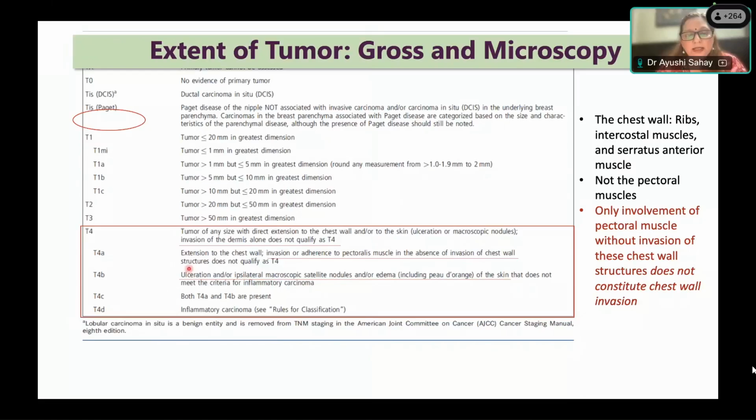No. Only ulceration of the skin by the underlying tumor, or separate ipsilateral macroscopic satellite nodules, or edema of the skin which is not meeting the criteria of inflammatory carcinoma, that is, it is less than one third of the skin of the breast. This becomes more of a clinical definition that you might not be able to give on the gross and microscopy, but ipsilateral macroscopic satellite nodules or ulceration form pT4b. And dermis only, or epidermis without ulceration, or presence of Paget's disease does not make it pT4b.